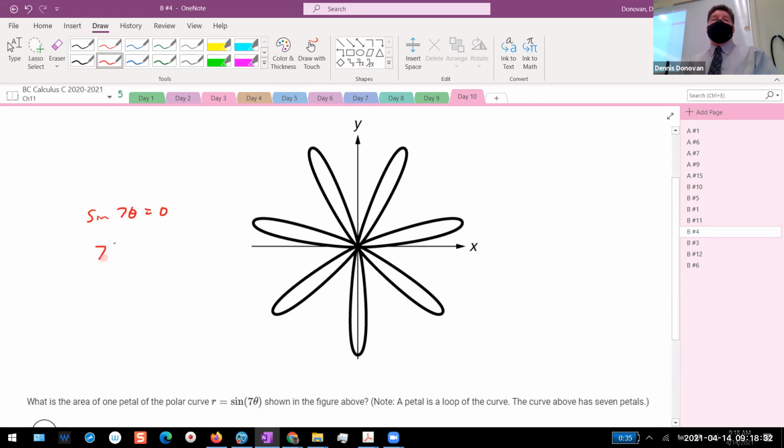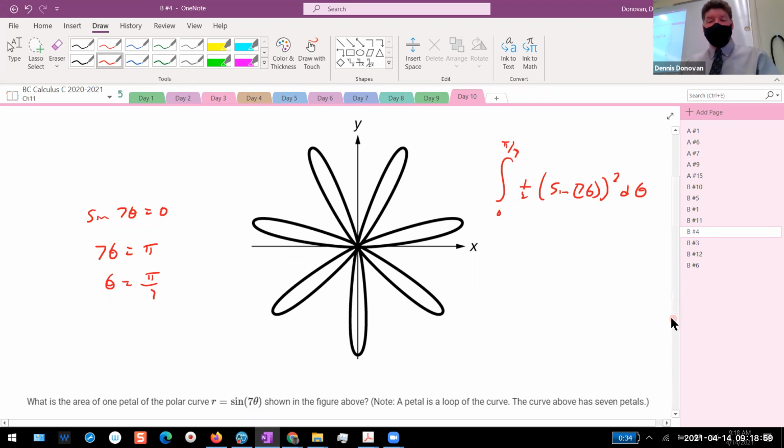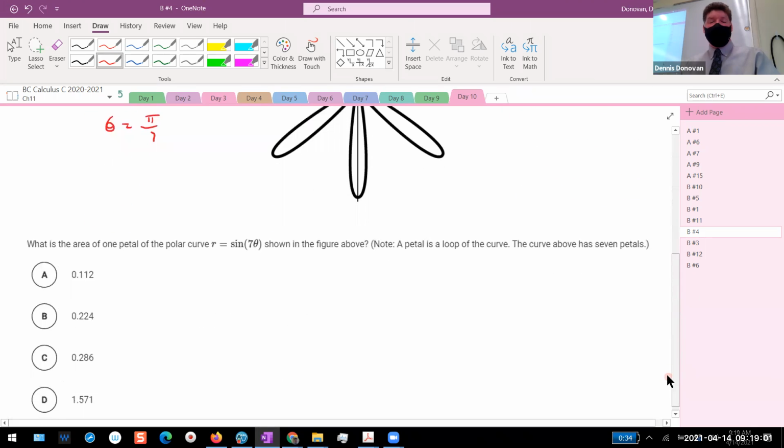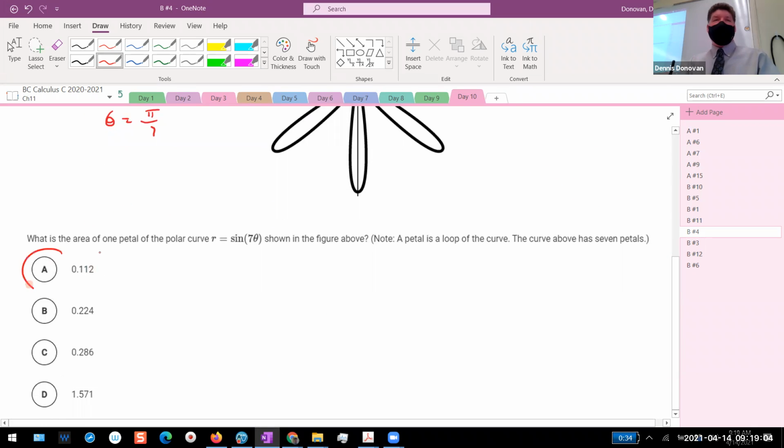So that means 7 theta is going to be pi, right? That's the next time that sine is equal to 0, past 0. So theta is equal to pi over 7. So we want the integral from 0 to pi over 7 of 1/2 sine of 7 theta squared d theta. And if you plug that in your calculator, you should get A.